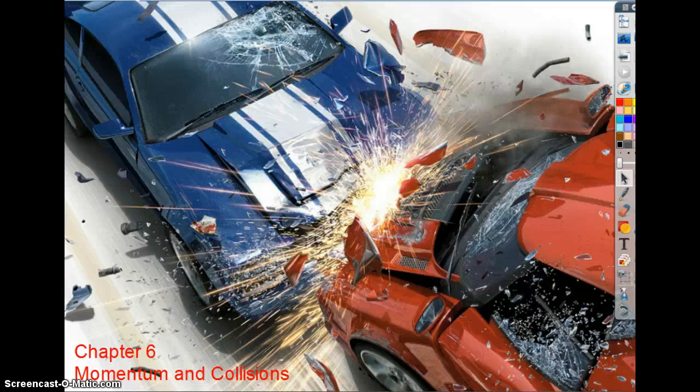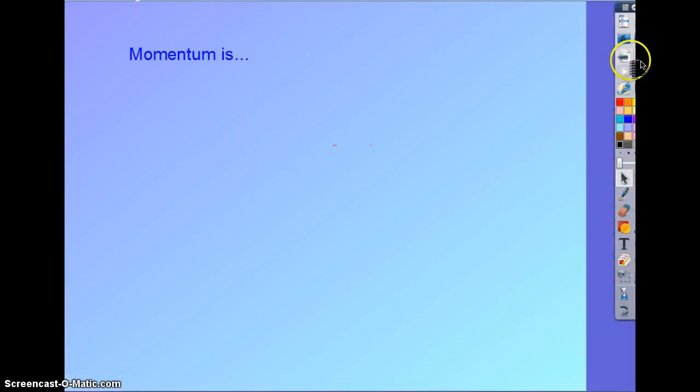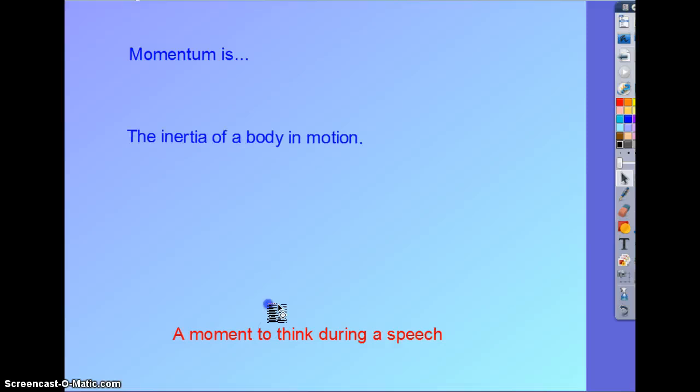Chapter 6, Momentum and Collisions. So we're talking about momentum, and the question is, what is momentum? Momentum is the inertia of a body in motion. So when you're talking about momentum, you have to think about inertia.